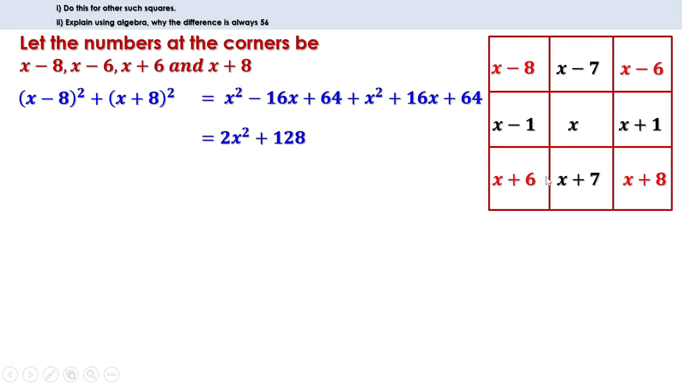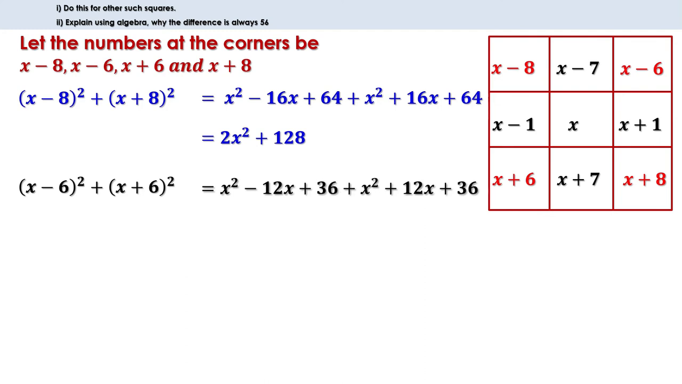Now let us take the other diagonal pair and find the sum of the squares. That is (x minus 6) whole square plus (x plus 6) whole square. (x minus 6) whole square is x square minus 2 into x into 6 plus 6 square, or x square minus 12x plus 36. (x plus 6) whole square is x square plus 2 into x into 6 plus 6 square, or x square plus 12x plus 36. Minus 12x plus 12x is 0. x square plus x square is 2x square. 36 plus 36 is 72.